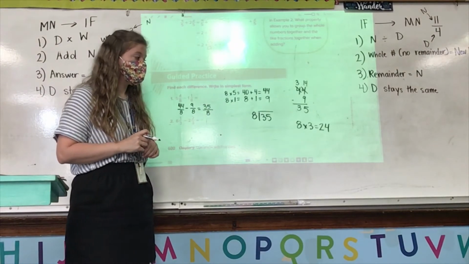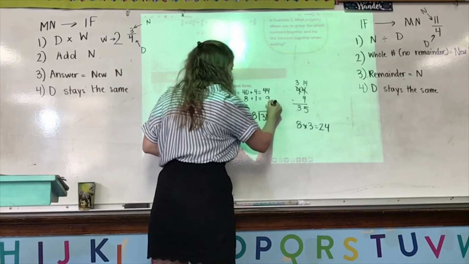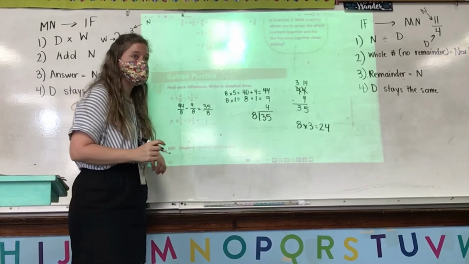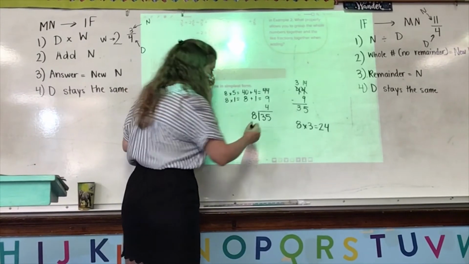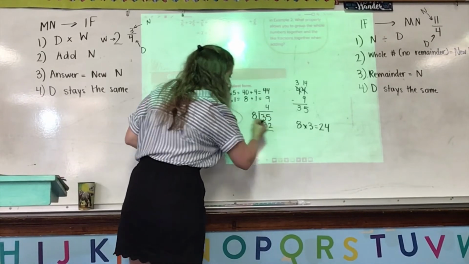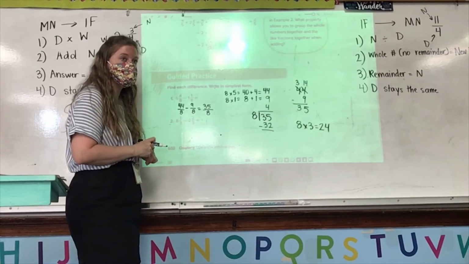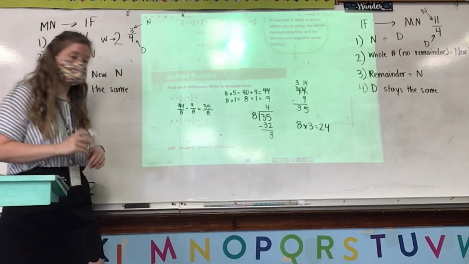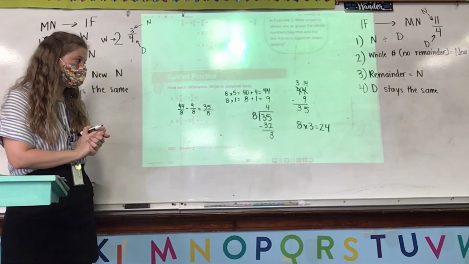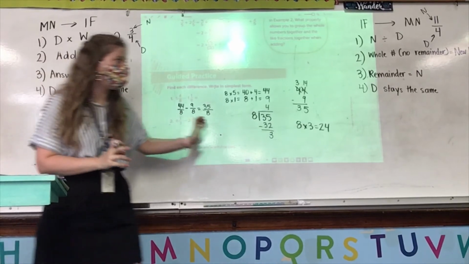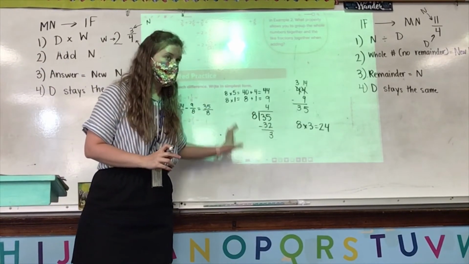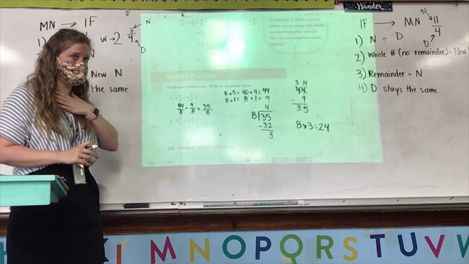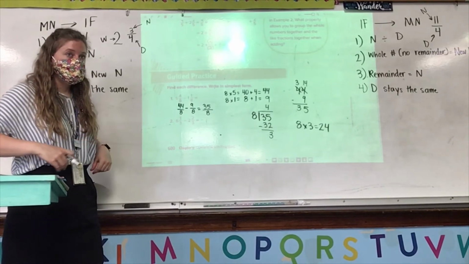Is that close enough? No. 4 times. 4 times 8? 32. 35 minus 32? We don't have anything to bring down, so we're done. Now, what does that mean? How can we get our mixed number from here? What's our whole number? The whole number is 4.